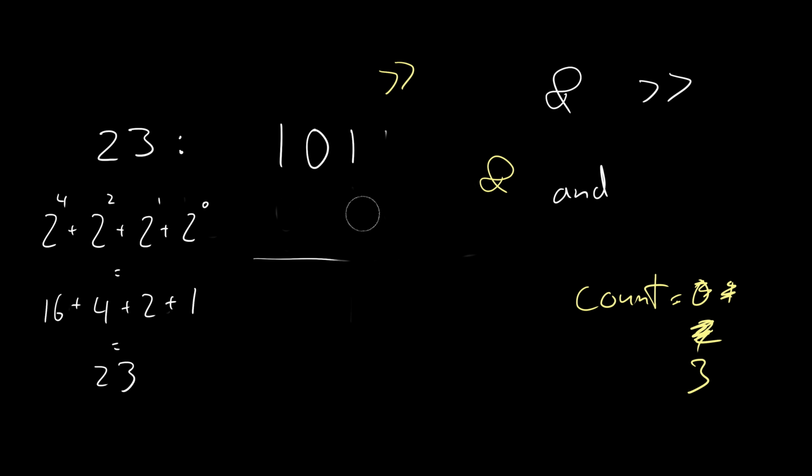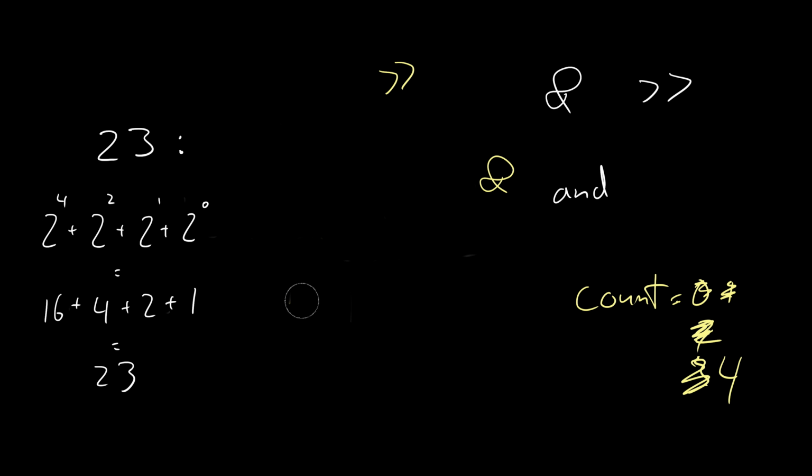And then you do the shift operation again, you get 0 and 1. That gives you 0, so you do not increment the count. And then you shift again, and then you get to the last bit, you get 1, and then count becomes 4. So that's how you do it.